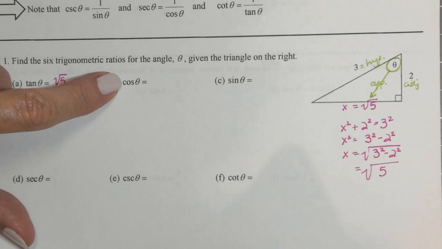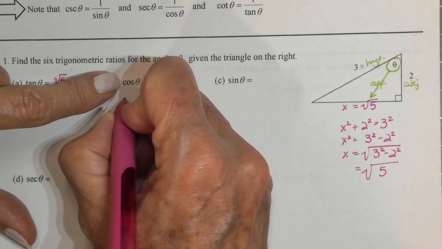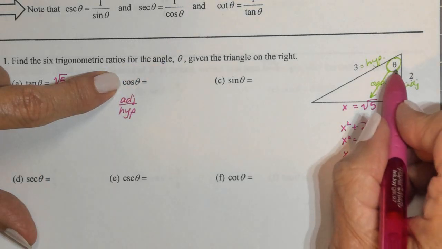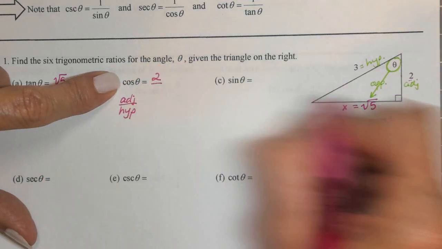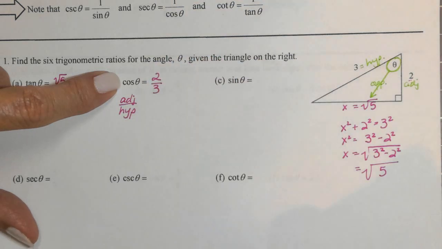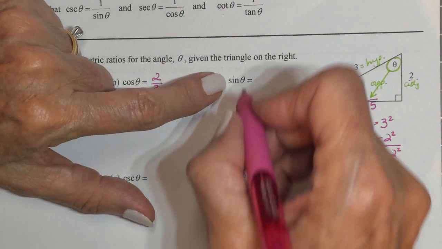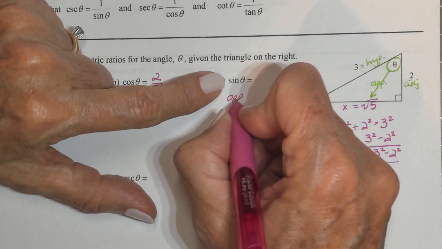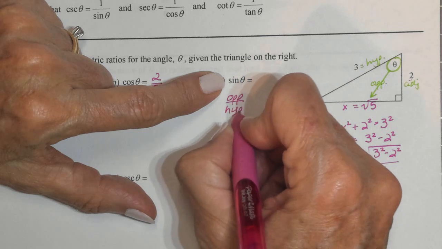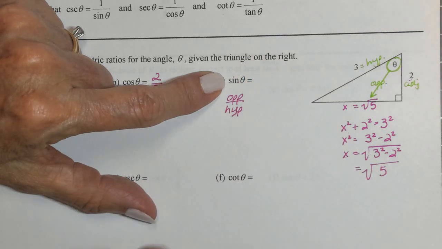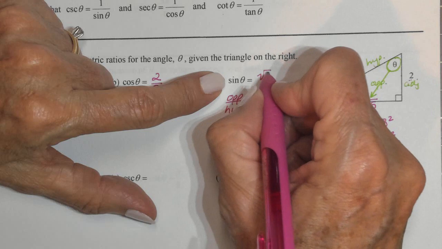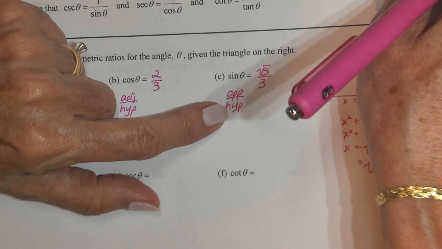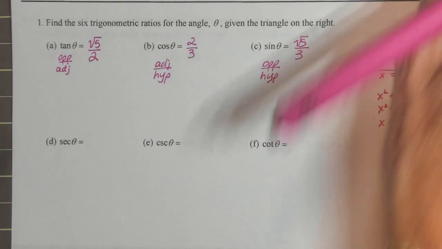Cosine of theta. So SOHCAHTOA, so it is adjacent over hypotenuse. The adjacent side is 2. The hypotenuse is 3. Sine of theta. So opposite over hypotenuse. SOHCAHTOA. Opposite is square root 5. Hypotenuse is 3. Now we're going to use reciprocals to get these.